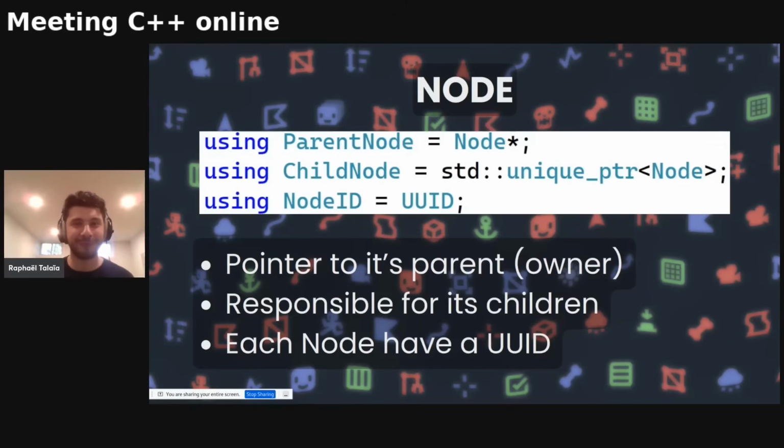So for the node, each node has a pointer to its parent, except for the root node, which has a null pointer essentially. Each node is responsible for its children. So each child node is necessarily a unique pointer, and it is contained inside a vector. And each node has a unique identifier, which is very useful. We use it in many cases, for example, the destruction.